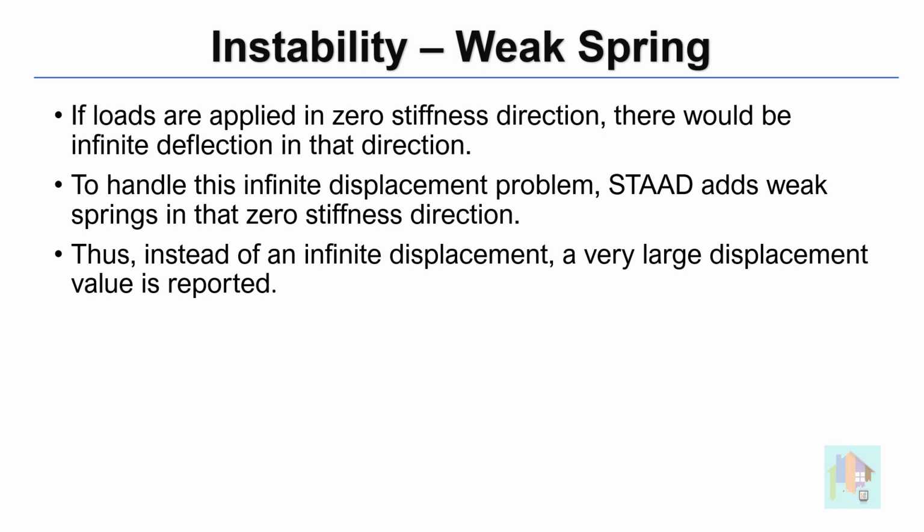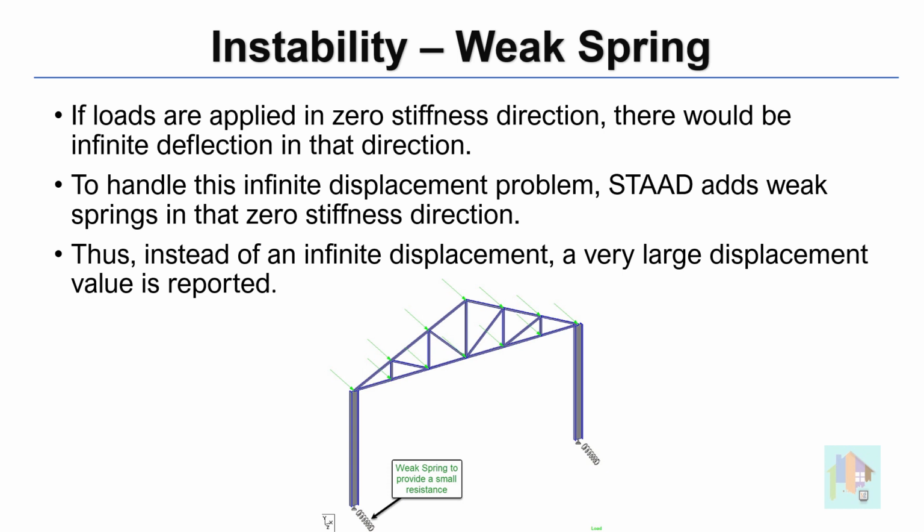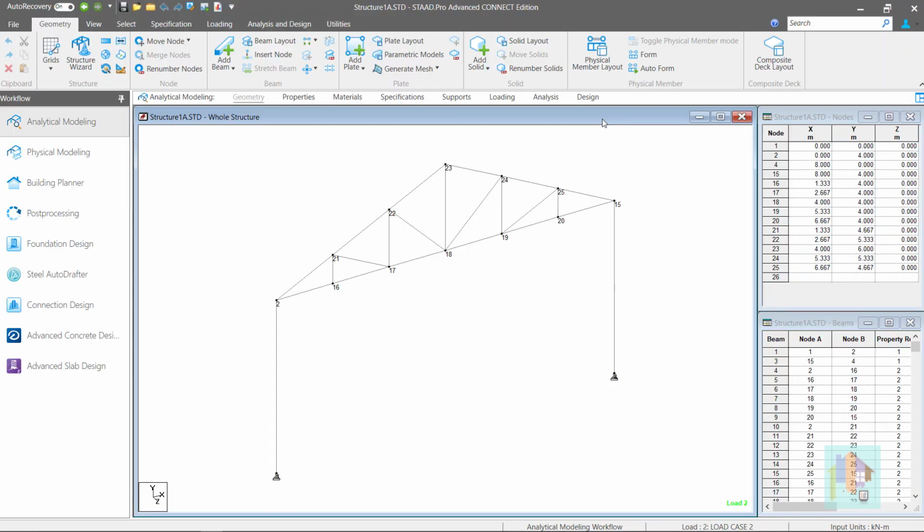To handle this infinite displacement problem, STAAD adds a very weak spring in that zero stiffness direction to provide a very small resistance. This does not change any structural behavior, it only reduces the infinite displacement to a numerical value. Thus, instead of an infinite displacement, a very large value of displacement is reported due to the presence of a weak spring.